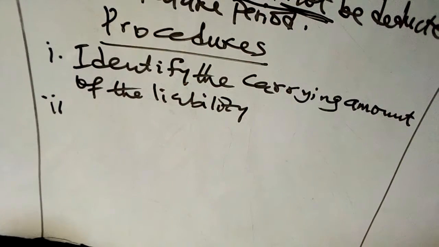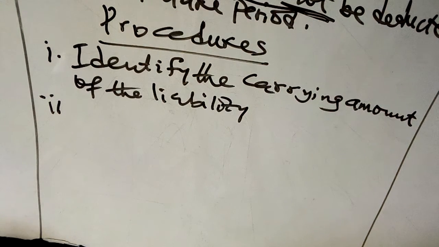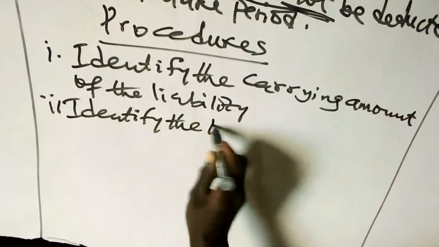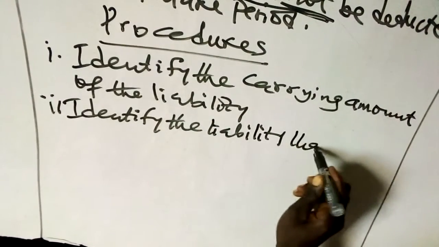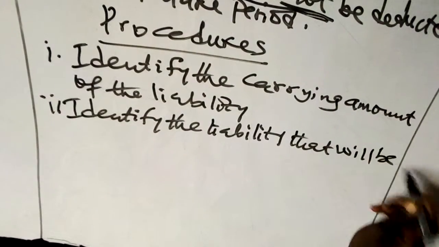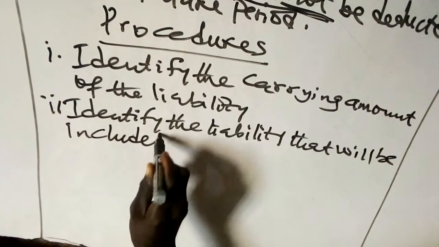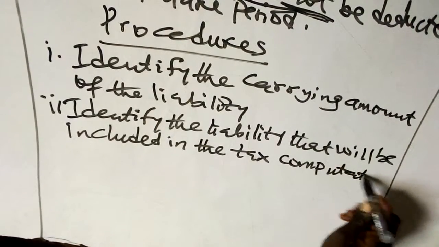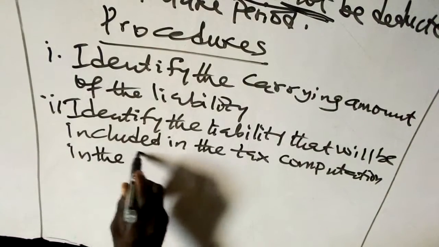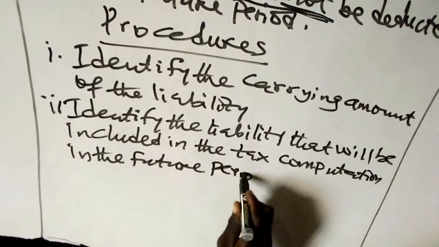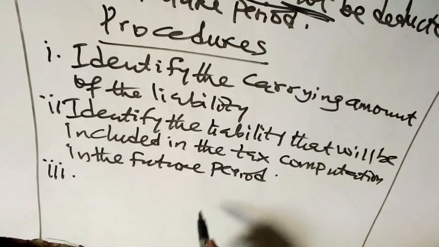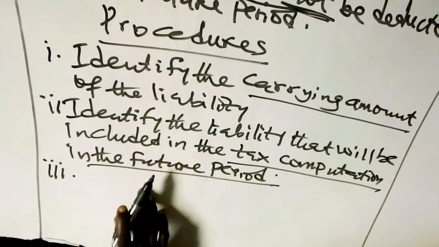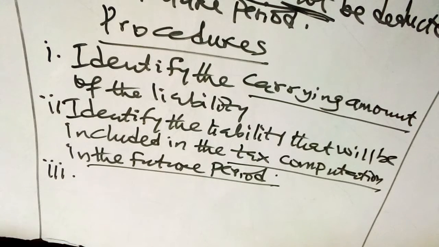Number 2, identify the amount of liability that will be included in the tax computation in the future period. The first step is to identify the carrying amount. The second step is to identify the amount that will be included in the tax computation in the future period.